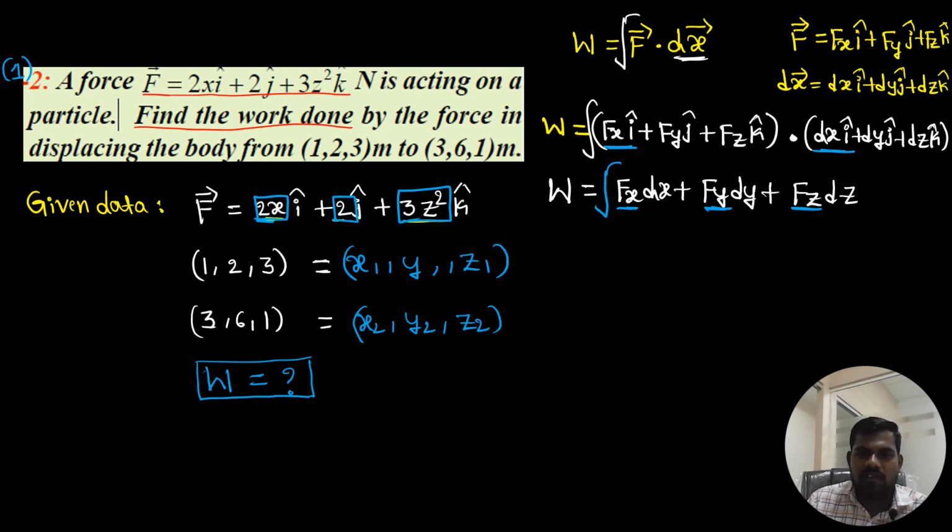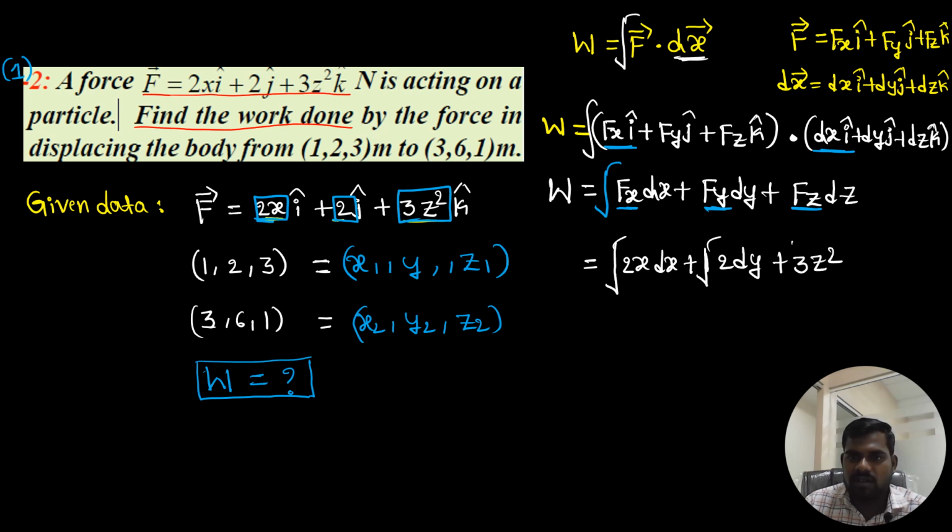So finally, in place of Fx I will take the integral of 2x dx, plus the integral of 2 into dy, plus the integral of 3z square into dz. These are the limits from x1 to x2, similarly y1 to y2, and z1 to z2. That is equal to, now if you see, 2 is the constant.